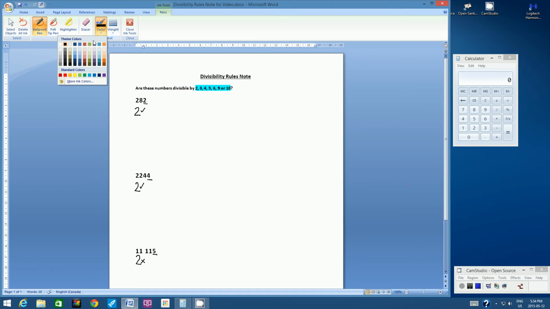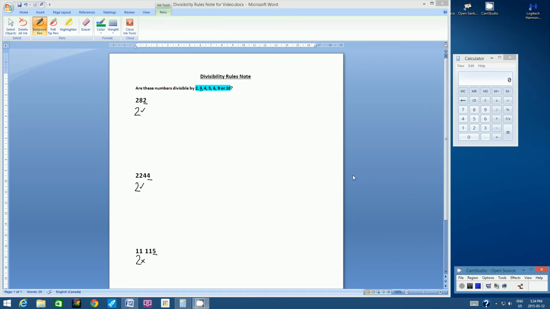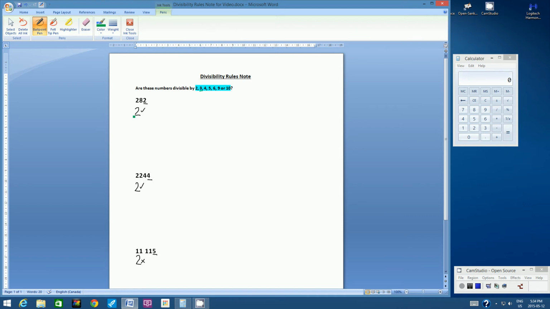Okay, I'm going to change colors. Let's now look at 3. Are these numbers divisible by 3? Okay, so here's the rule. In order to determine if a number is divisible by 3, we add up all of the numbers and see if that number is divisible by 3. So let's break this down here.